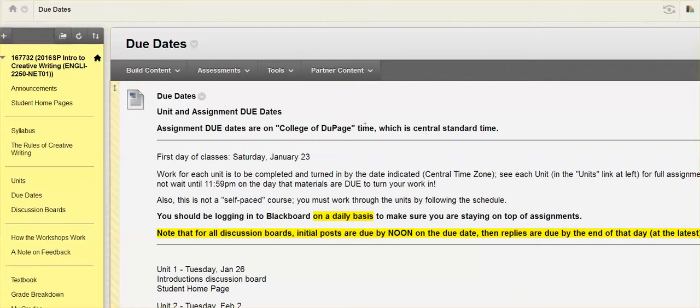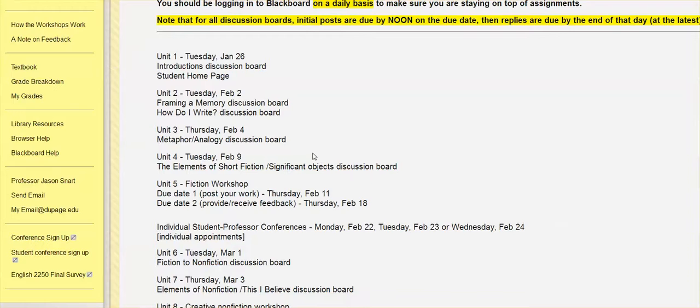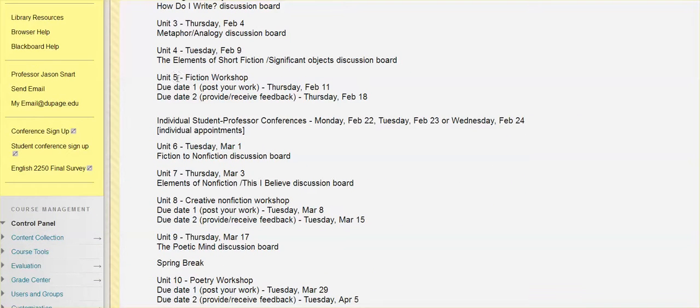For our unit, basically between the Unit 5 fiction workshop and then as we move into Units 6, 7, and 8, which are our creative nonfiction units, we again move towards a workshop. So the posting date is Tuesday, March 8th, and the feedback date is Tuesday, March 15th.